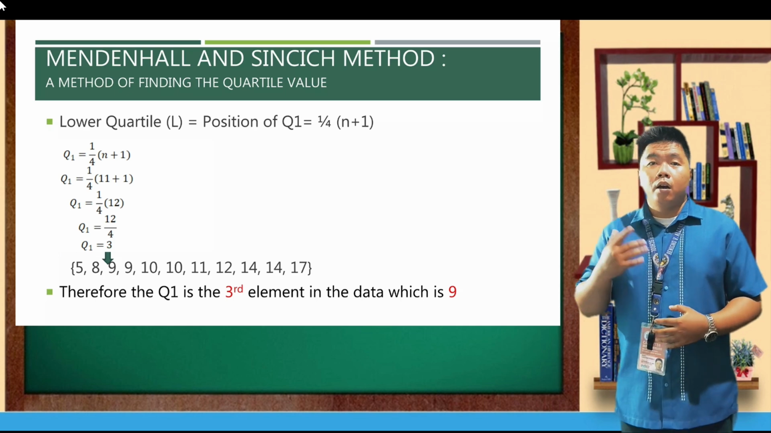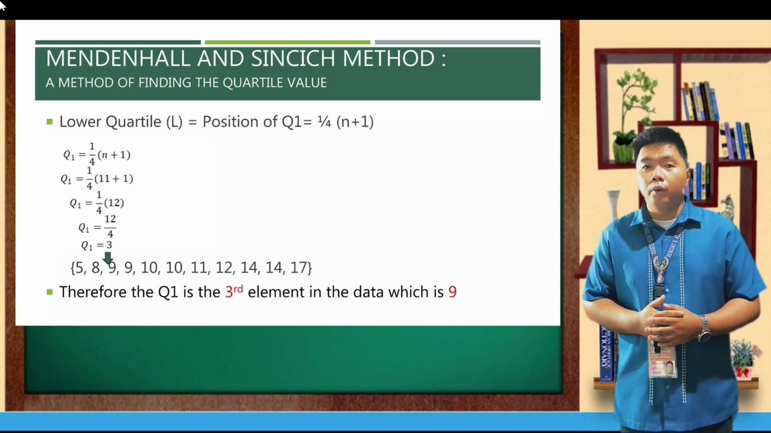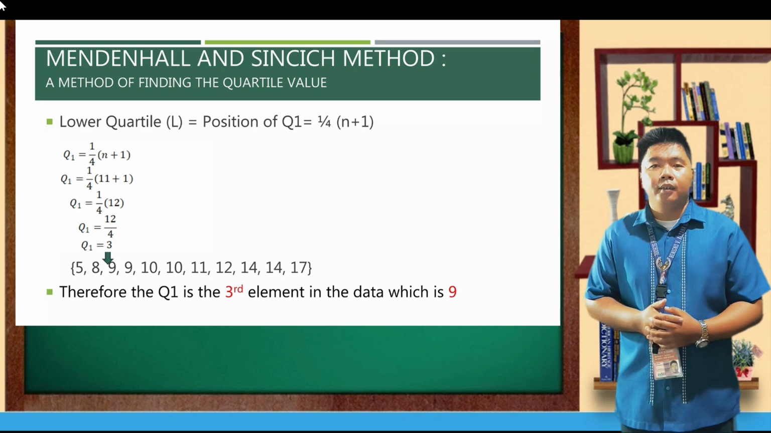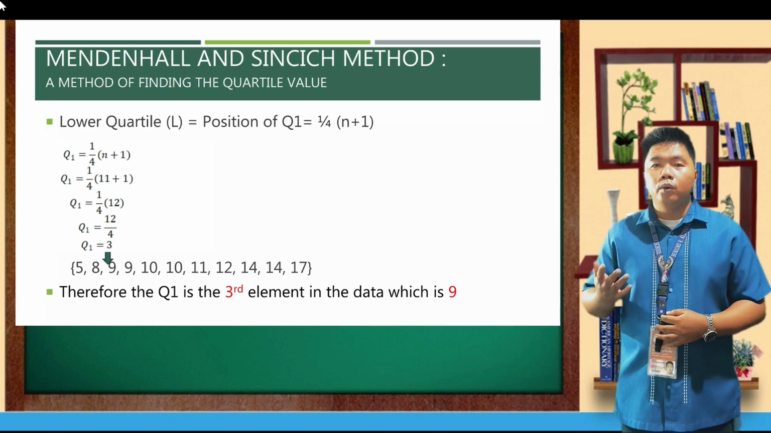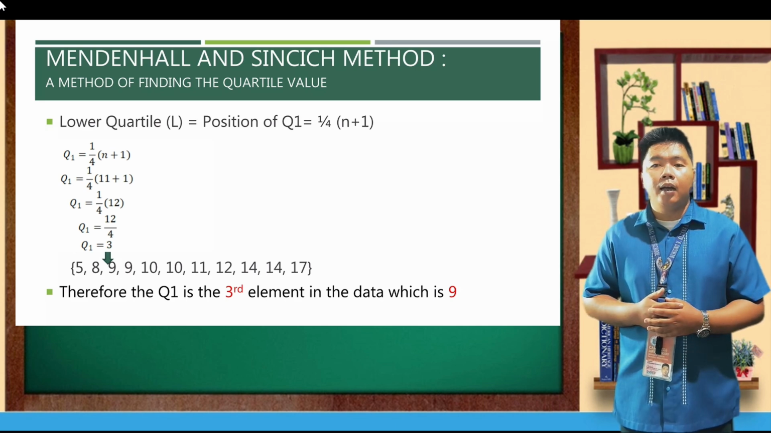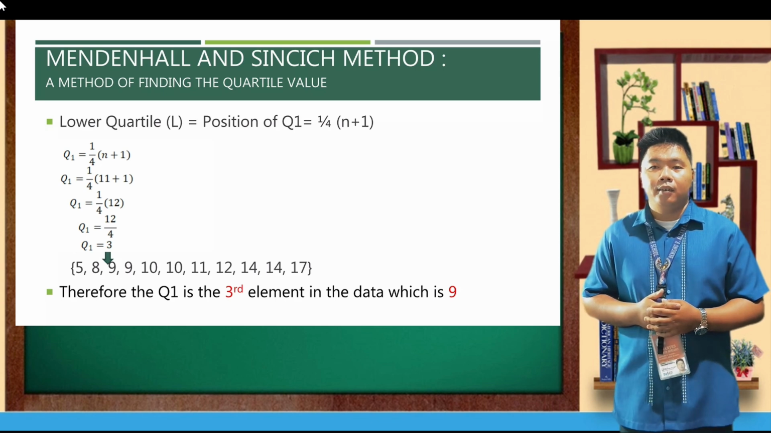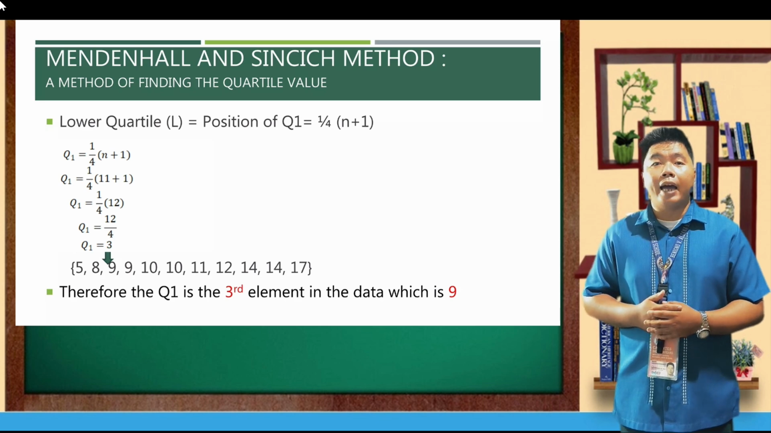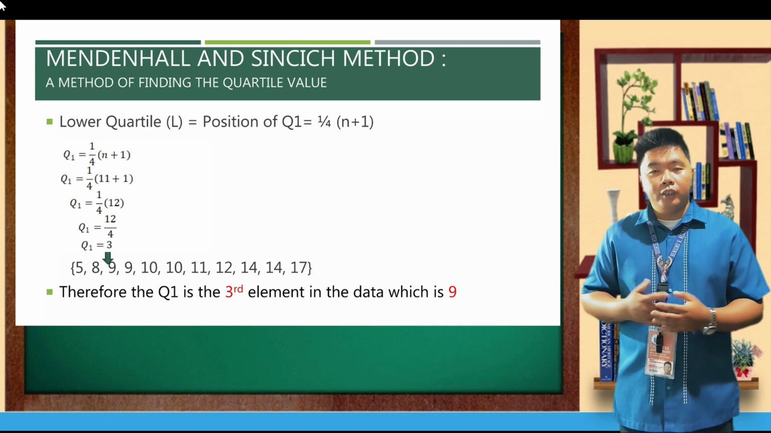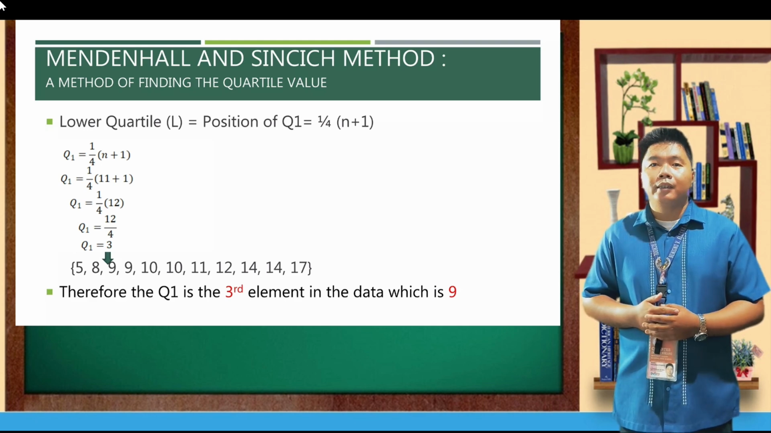For our solution on our first quartile or Q sub 1 or the lower quartile, let's have this. So Q sub 1 is equal to 1/4 times the quantity of n plus 1. Since the number of data given is 11, we are just going to substitute 11 to our letter n. So the solution will be Q sub 1 is equal to 1/4 times 11 plus 1. So we have Q sub 1 is equal to 1/4 times 12.